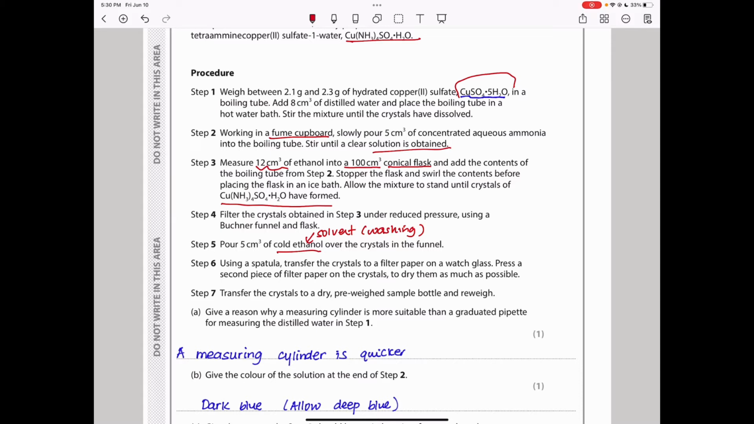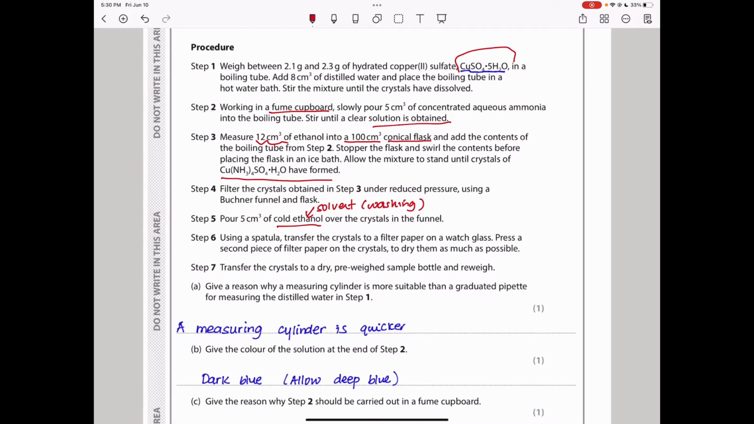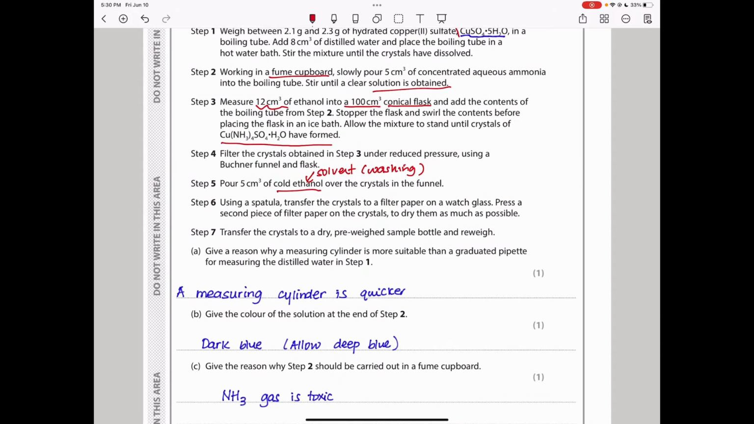Give a reason why the measuring cylinder is more suitable than a graduated pipette for measuring the distilled water. Now, the measuring cylinder is basically going to be quicker at doing this. So it's going to be very quick, because when you're doing the experiment, when you do it with a pipette, it's going to take longer. So it's going to be fast enough.